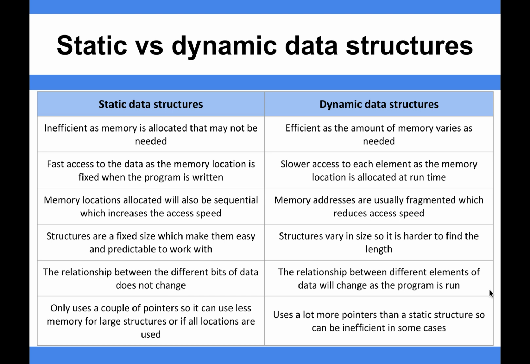They vary in size, and because of that, you have to calculate the length. If you've got a static data structure, the length is defined, so you know it. Because dynamic structures vary, you have to actually navigate through the structure to find the length. The relationship between different elements of data will change as the program is run, because the memory locations won't necessarily mean you're in position 1 or position 2. It's the pointers that define the relationship between the elements. And finally, it uses a lot more pointers than static, so it can be inefficient in some cases.